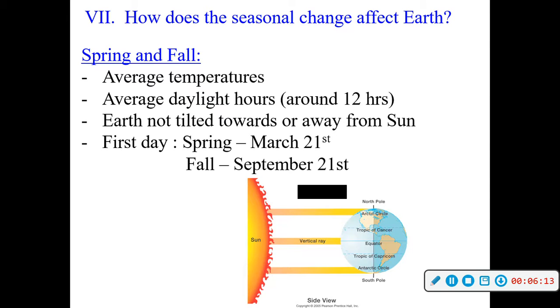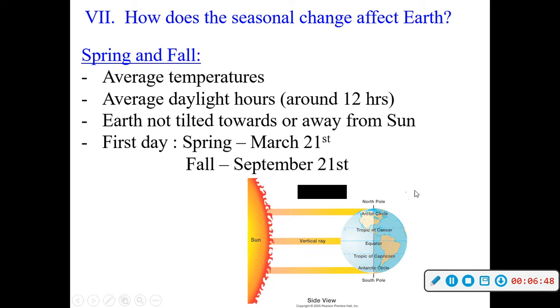And lastly, spring and fall, which are exact foil opposite in terms of what type of season they are, but their characteristics are very similar. So both are around average temperatures. You can have warm and cold days, and you kind of go between the two. And there's average daylight hours around 12 hours, exactly on the equinox. The Earth is not tilted towards or away from the sun, so the tilt doesn't matter in that case. Okay, but it's still tilted.